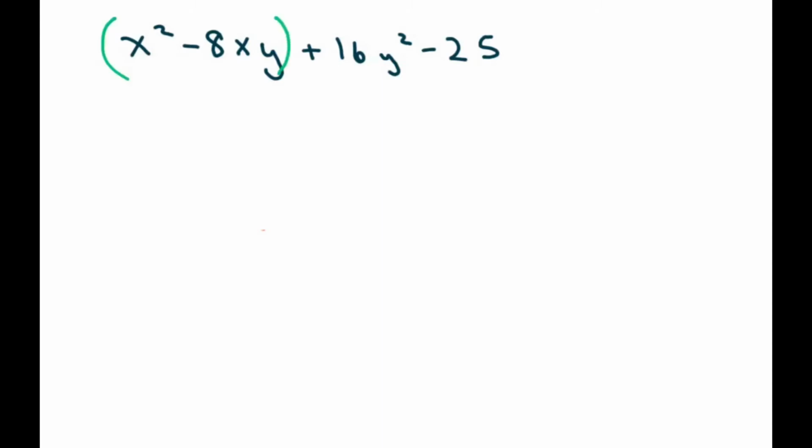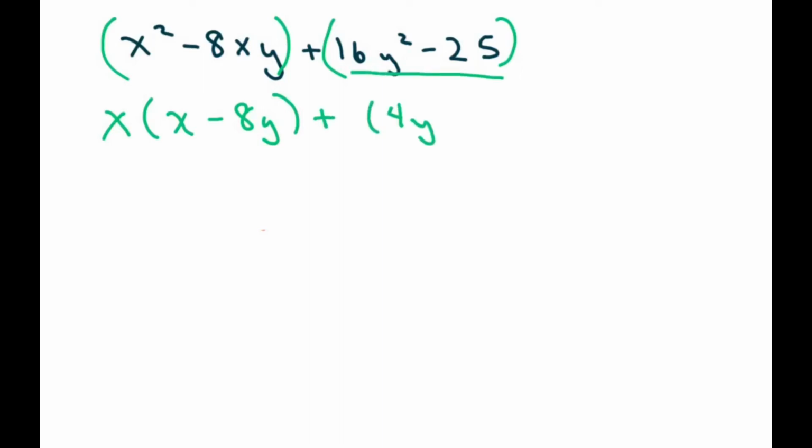Let's do what we did before. If I factor this out, I can factor out an x. So I'm going to get x minus 8y. And then I'm going to have this one, when I factor this, that's going to be 4y minus 5 times 4y plus 5. And what you notice is these two aren't the same. So we can't factor by grouping, and that's as far as we can go.